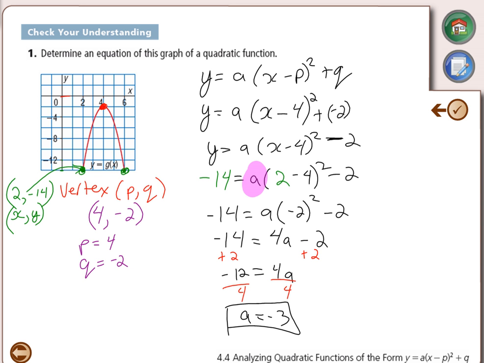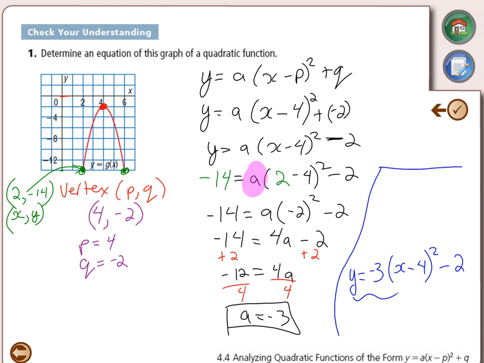I've got all that I need. Let's plug in to our equation the a, the p, the q. Y equals a, look at x, minus p squared plus q. Equation of the parabola.